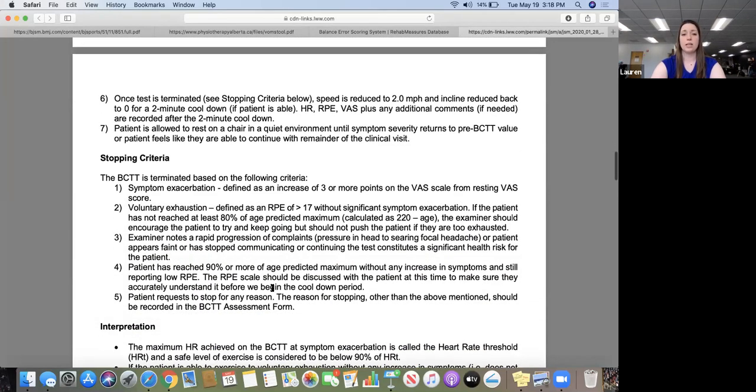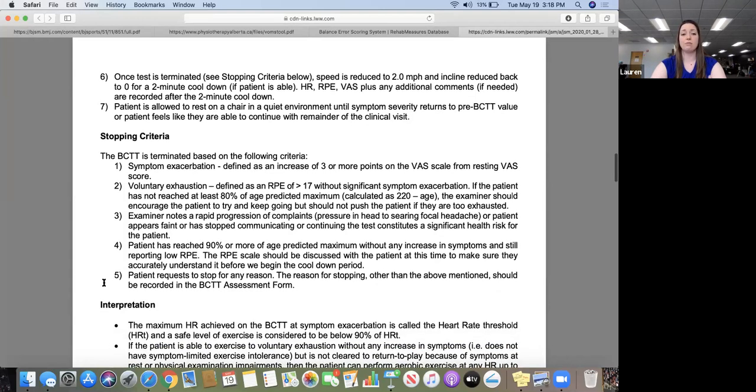But here's also the stopping criteria. Symptom exacerbation, voluntary exhaustion, or just being tired. Any rapid progression of complaints. So especially for concussion, any of those symptoms that are increasing. If they reach 90% of their max heart rate for their age, or if they just ask to stop.